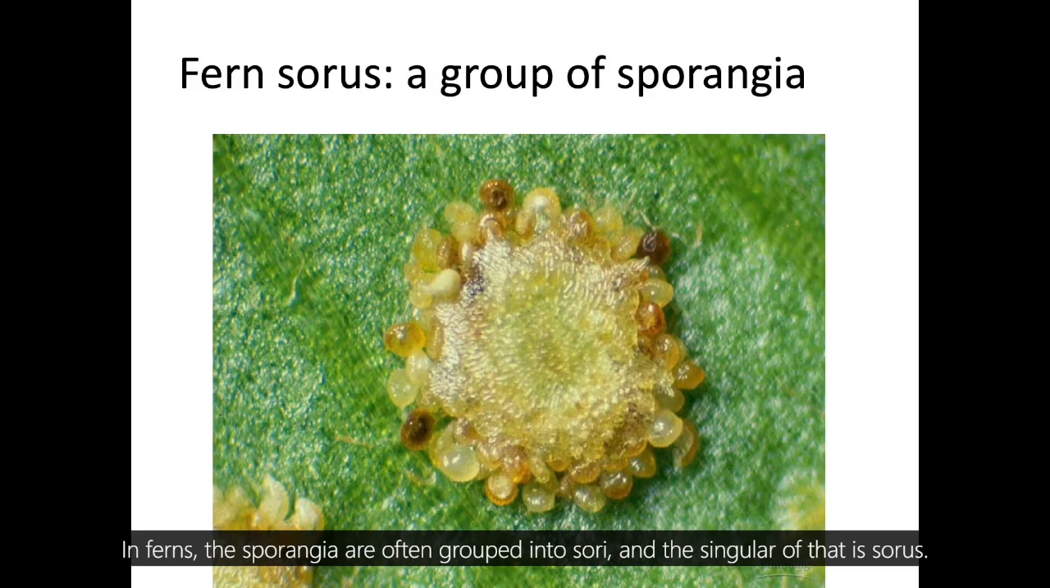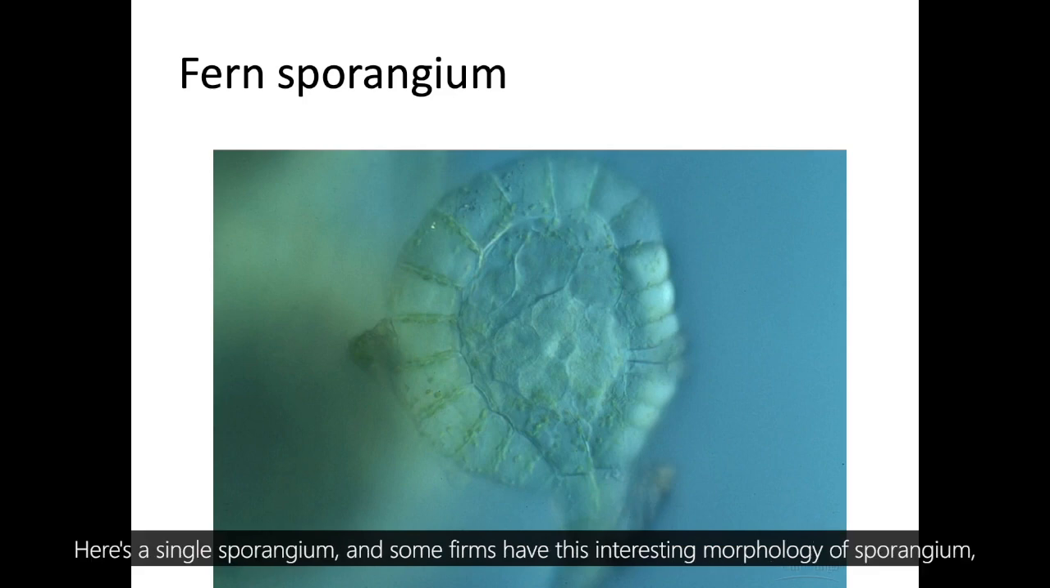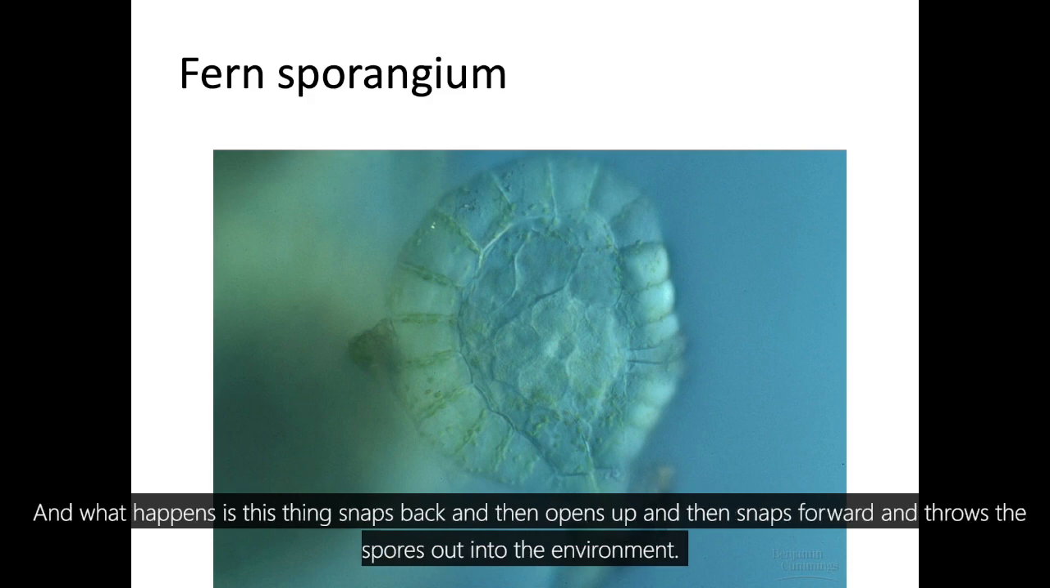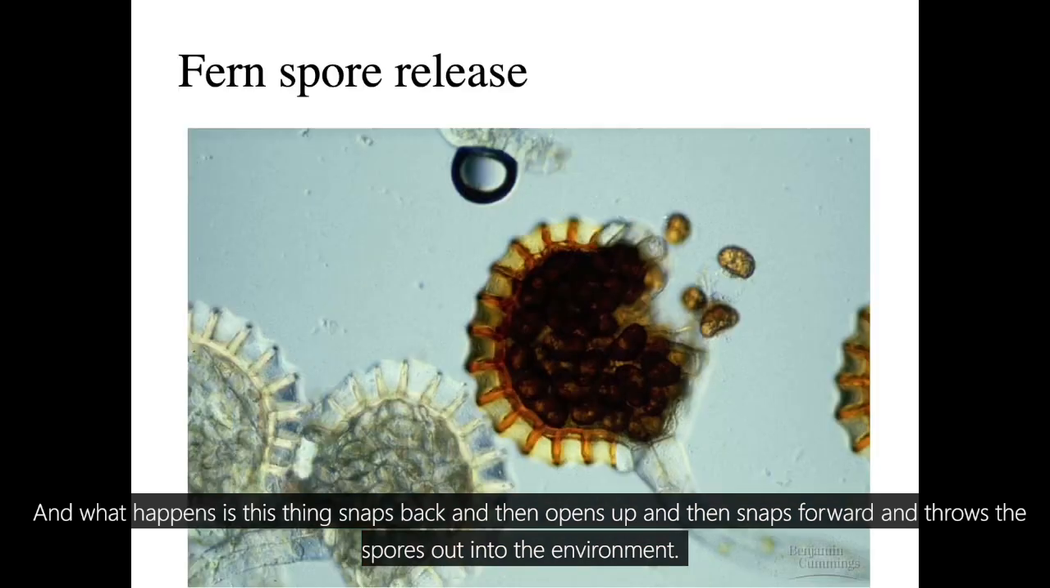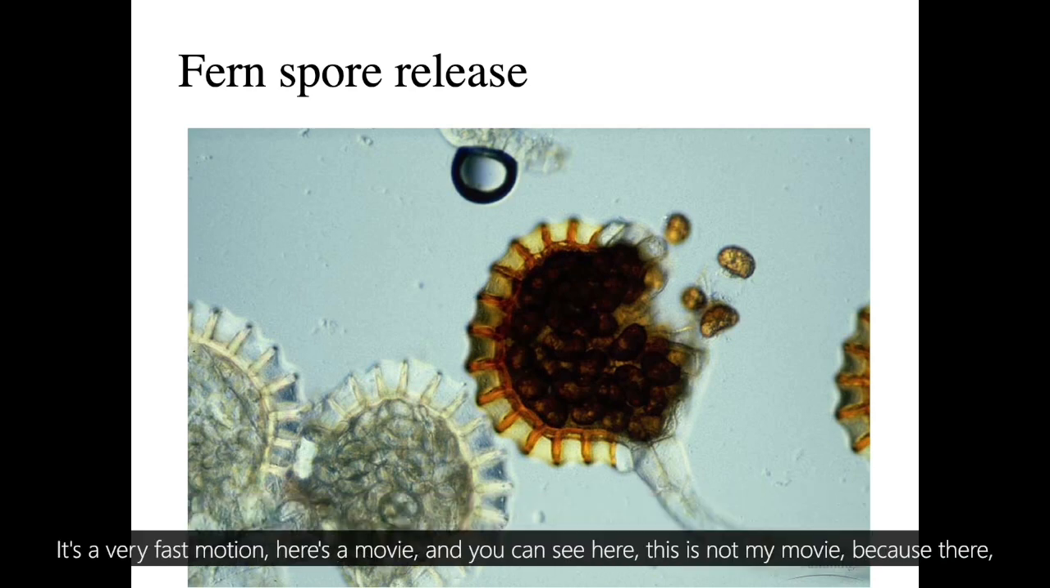In ferns, the sporangia are often grouped into sori, and the singular of that is sorus. So here's a sorus that's made up of a bunch of sporangia. Here's a single sporangium, and some ferns have this interesting morphology of sporangium where it's sort of like a vacuum cleaner hose wrapped around a blob, and inside the blob are spores that are made by meiosis. And what happens is this thing snaps back and then opens up and then snaps forward and throws the spores out into the environment. And here's a picture of that happening. So this vacuum cleaner hose has opened up, snapped back, and snapped forward. It's a very fast motion.